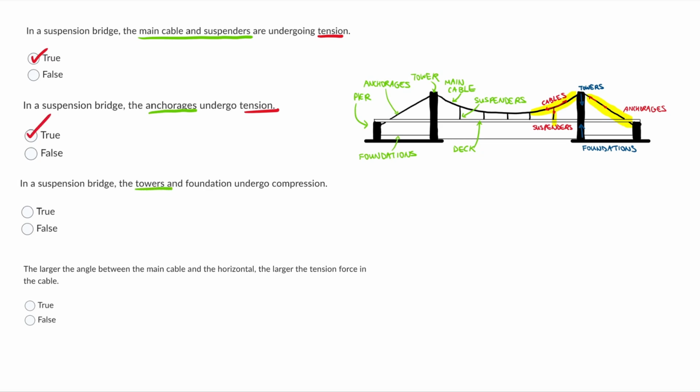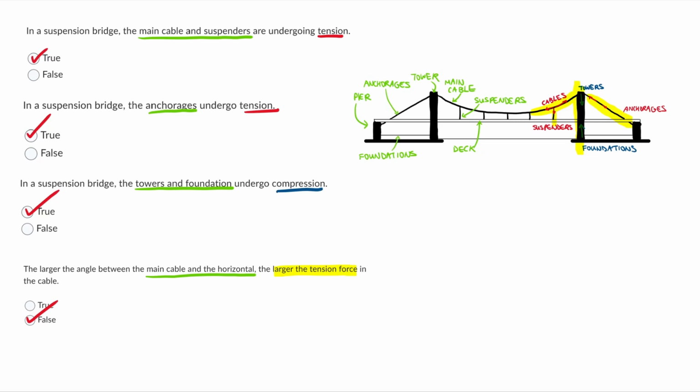And now we're looking at compression. So do the towers and foundation undergo compression? And the answer is also yes. They are withstanding the tension forces from the cables and anchorages to maintain equilibrium. So these are also true. Now we need to look at the angle between the main cable and the horizontal, the larger the tension force. So this is false.